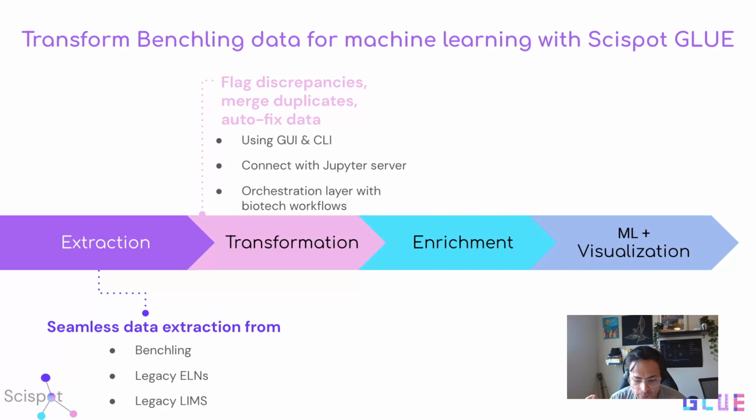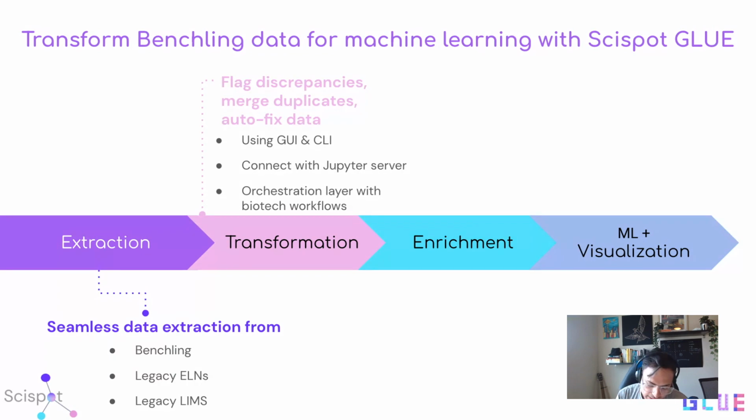The biggest pain that we've heard, though, is the transformation layer, because this is where a lot of DevOps work goes into it. There's a lot of plumbing that needs to be done. For example, if I want to figure out the outliers in my results, or if I want to compare different runs that I've had, how do I do that? That's where Scispot Glue's orchestration layer really helps, which really understands what your biotech workflows are.